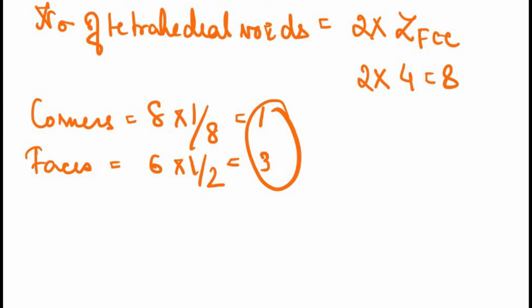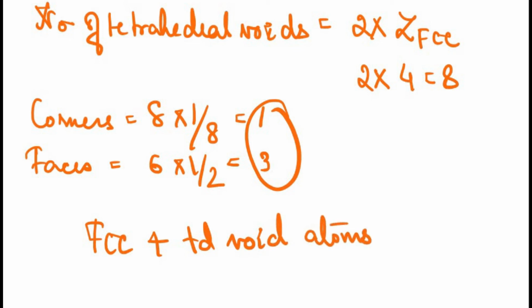Now, the question says, find the effective number of atoms in the cell. So, first things first, you have to keep these numbers fixed. So, actually the cell is what? It is an FCC cell plus tetrahedral void atoms. Clear?